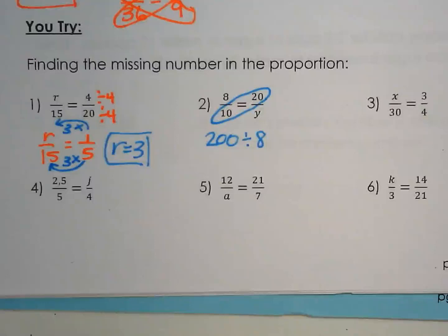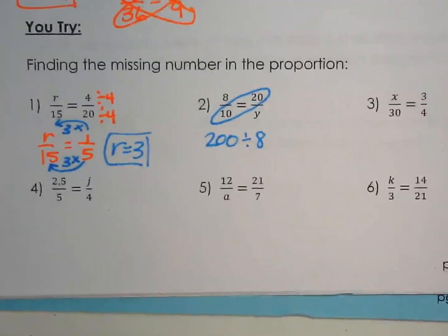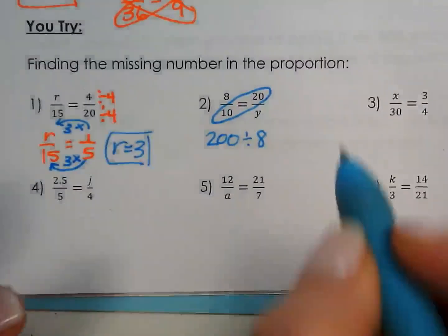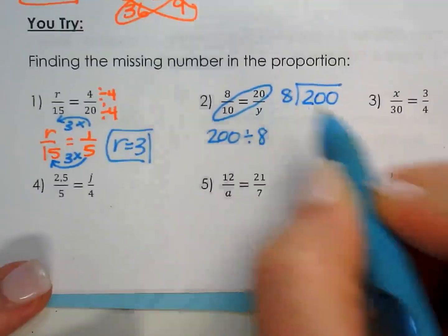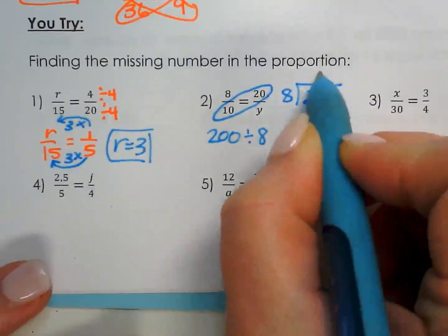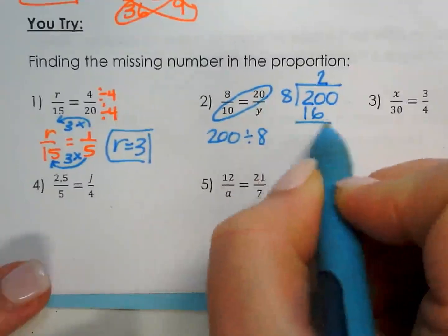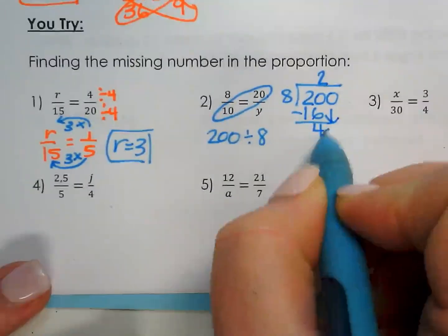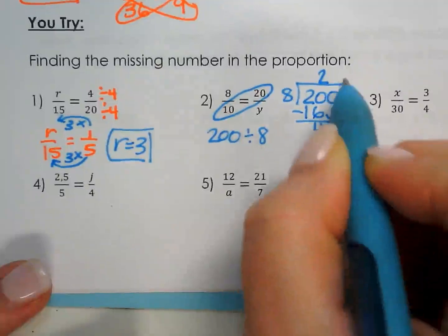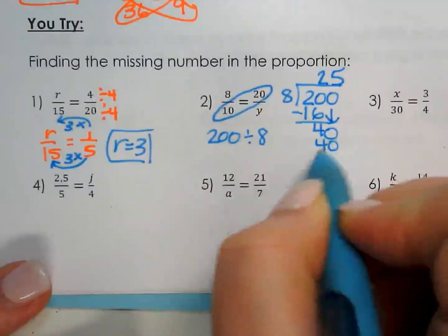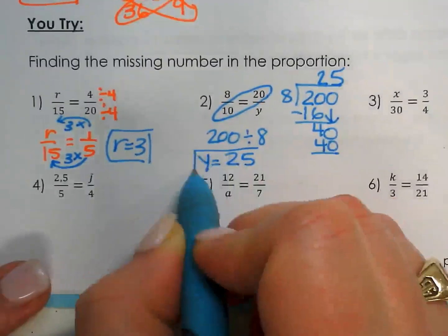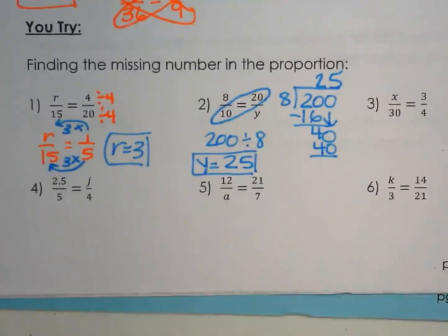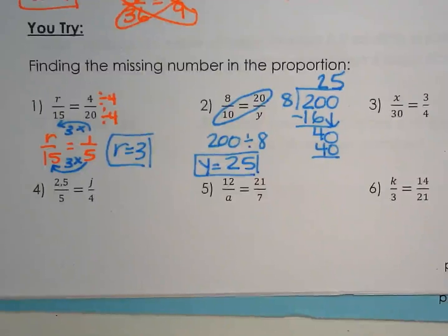Everybody in here knows that long division algorithm. We've used it a bunch. So what you should have on your paper should look something like this. 8 goes into 20 2 times, and 8 goes into 40 5 times. So what is the answer here? So y equals 25.